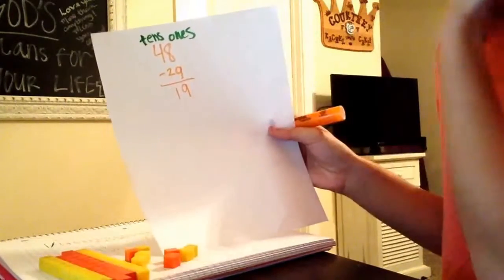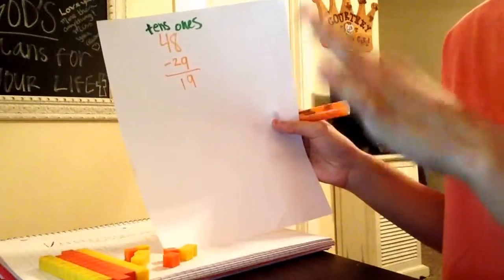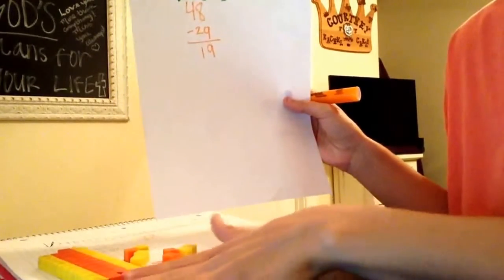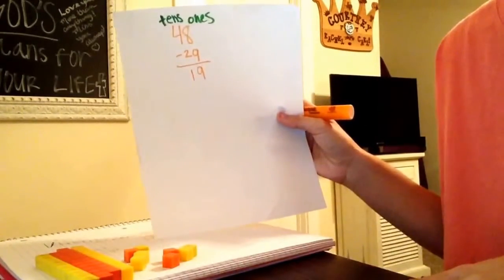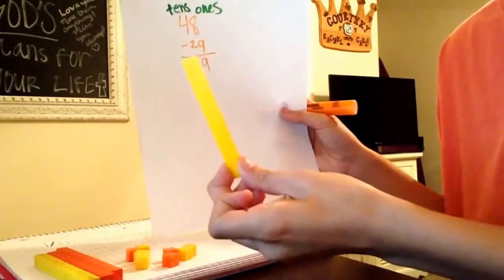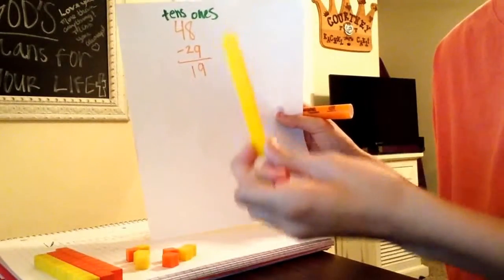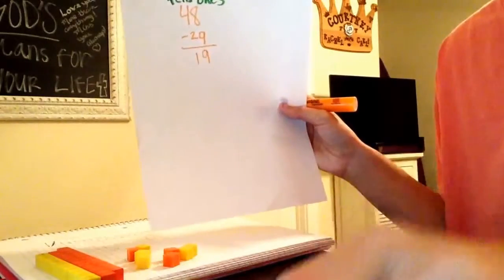Now, kind of like we were saying earlier, we can't take away 9 from 8 because 9 is bigger than 8, and that is correct. So what we need to do in base 10 blocks is something called regroup. And so we're going to take one rod away, and we're going to replace it with 10 single unit cubes. So now I'm going to replace it, and I'm going to regroup.